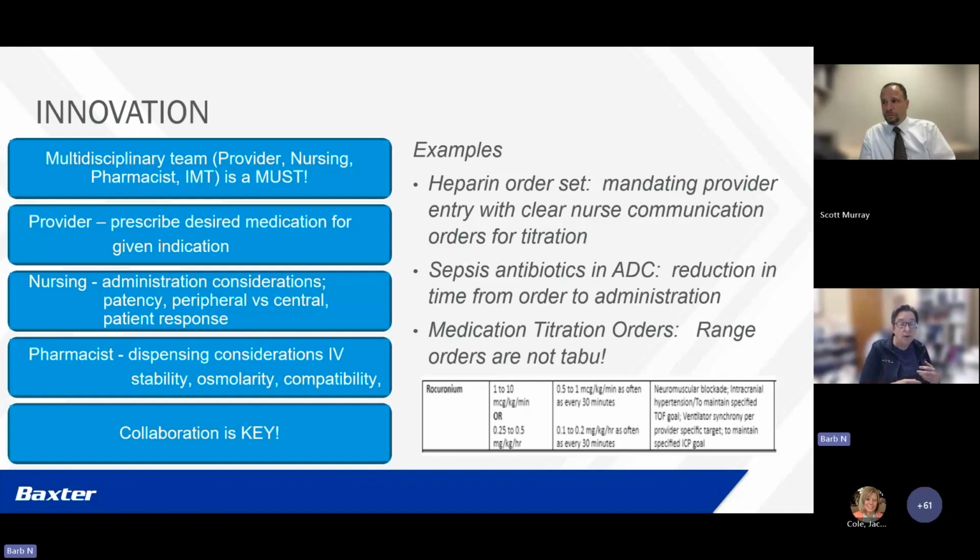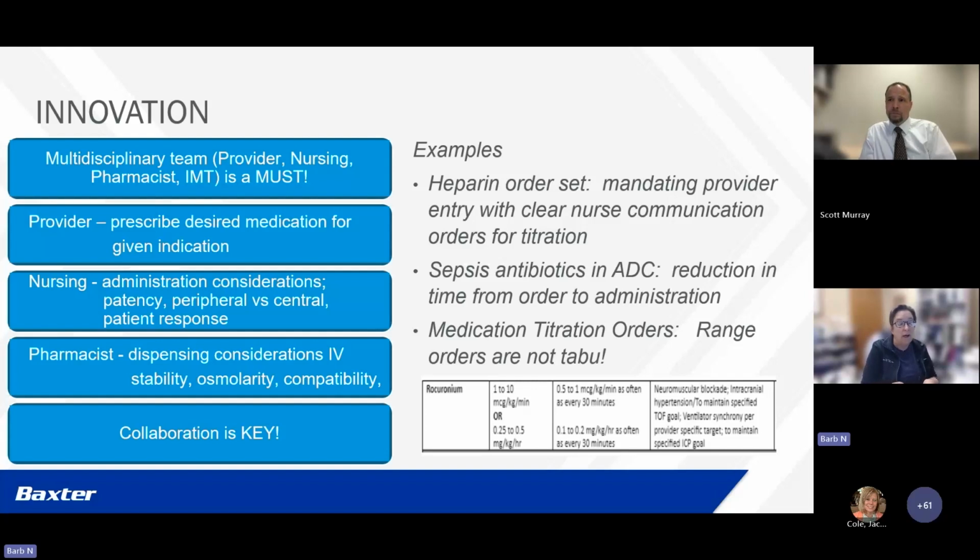Medication titration orders, again, many places are working on this. We actually, as a very large system, have a national policy, titration orders that have range orders. We worked with Robert Campbell, who is the Senior Director of Standards Interpretation at the Joint Commission, to make sure that what we're doing as a very large system is accurate. And he said, range orders are not taboo. Joint Commission never said, don't use range orders. Use them carefully, use them as intended, make sure that your staff understand how to do them.